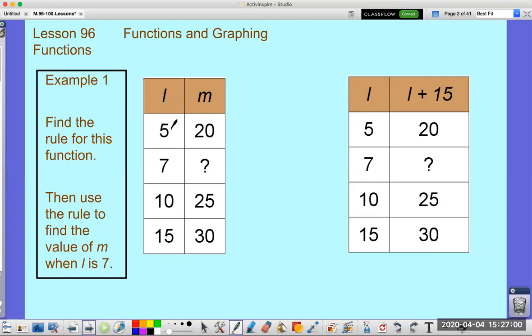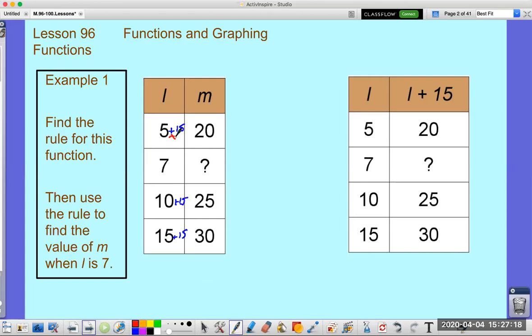If I was to just add, it looks like I could add 15. Can I add 15 to this and get 25? And can I add 15 to this and get 30? Yes, I can. Could I have multiplied this times 4 to get 20?